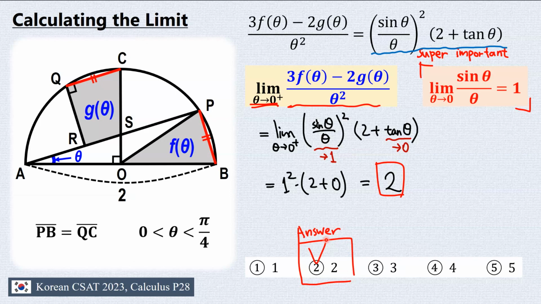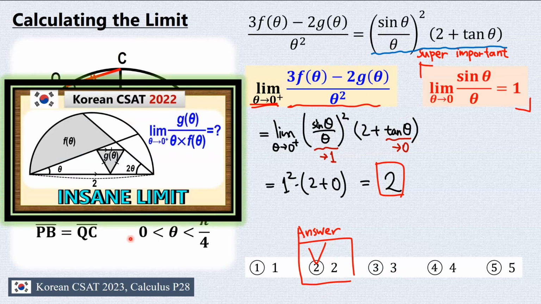So this was another challenging geometry plus trigonometry plus limit calculation problem. Personally, I think that the last year's problem was much more difficult, especially in terms of limit calculation.